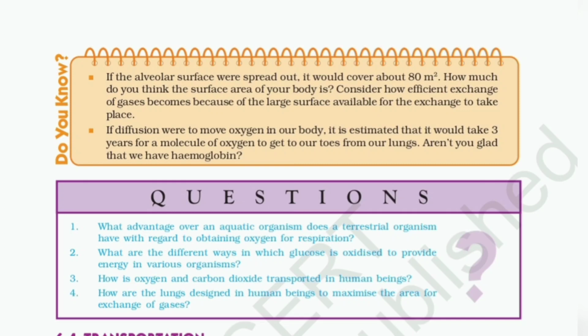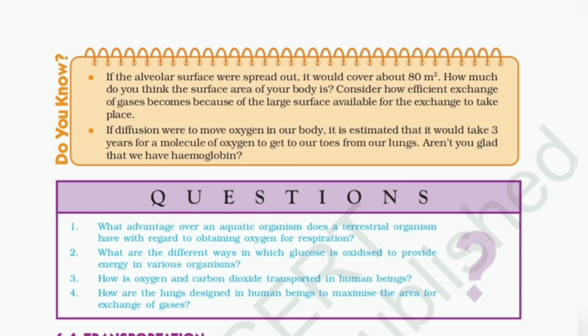Do you know? If the alveolar surface were spread out, it would cover about 80 square meters. How much do you think the surface area of your body is? Consider how efficient the exchange of gases becomes because of the large surface available for the exchange to take place. If diffusion were to move oxygen in our body, it is estimated that it would take 3 years for a molecule of oxygen to get to our toes from our lungs. Aren't you glad that we have hemoglobin?